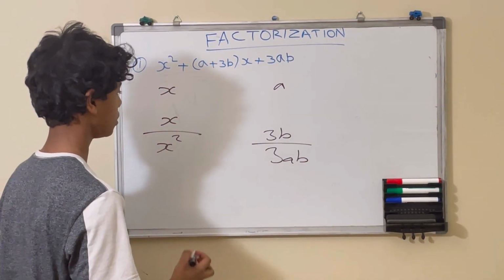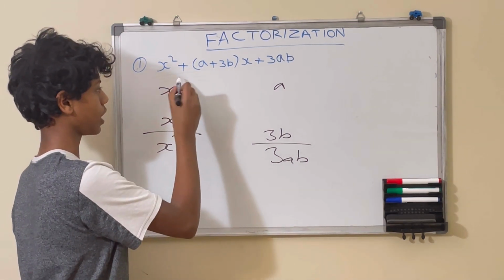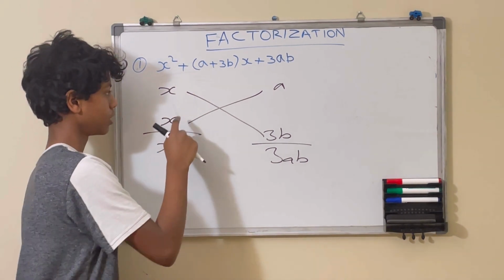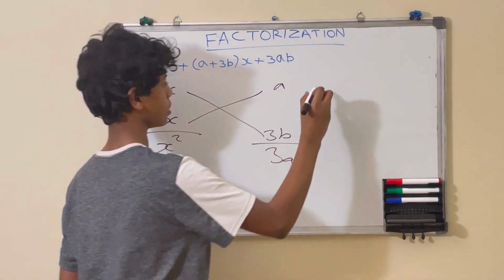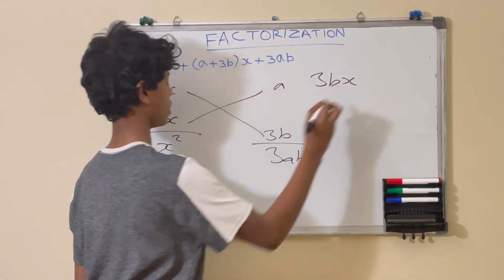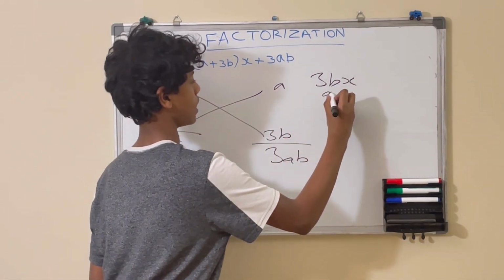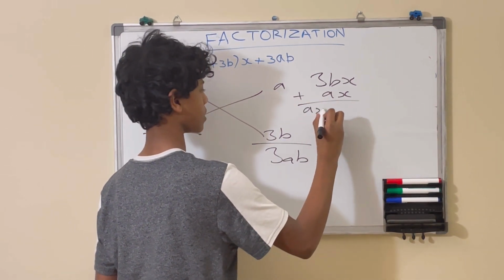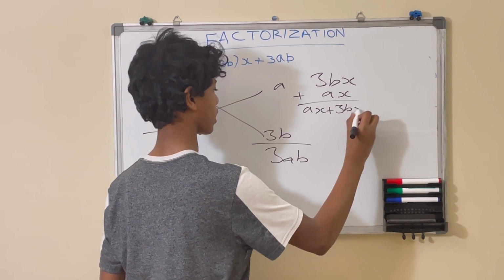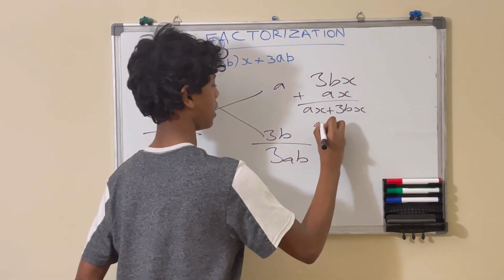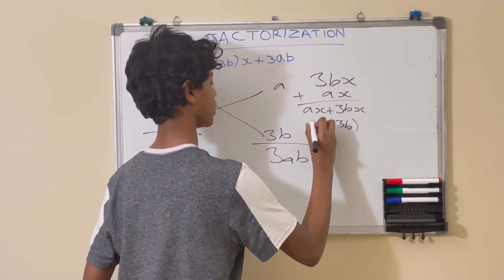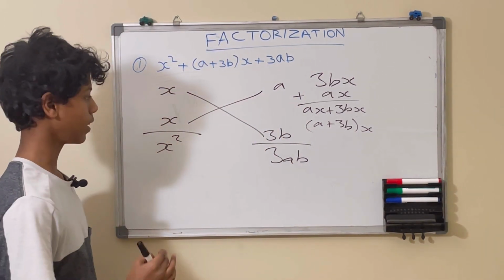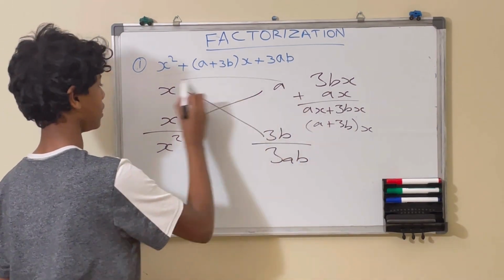Now we can do our cross multiplication to get our middle term. So first, x times 3b equals 3bx, and x times a equals ax. And when these add together, we get ax plus 3bx, and that's the same as (a + 3b)x. So we get our middle term, which means what we've done right now is right. So now all we need to do is take these two pairs.